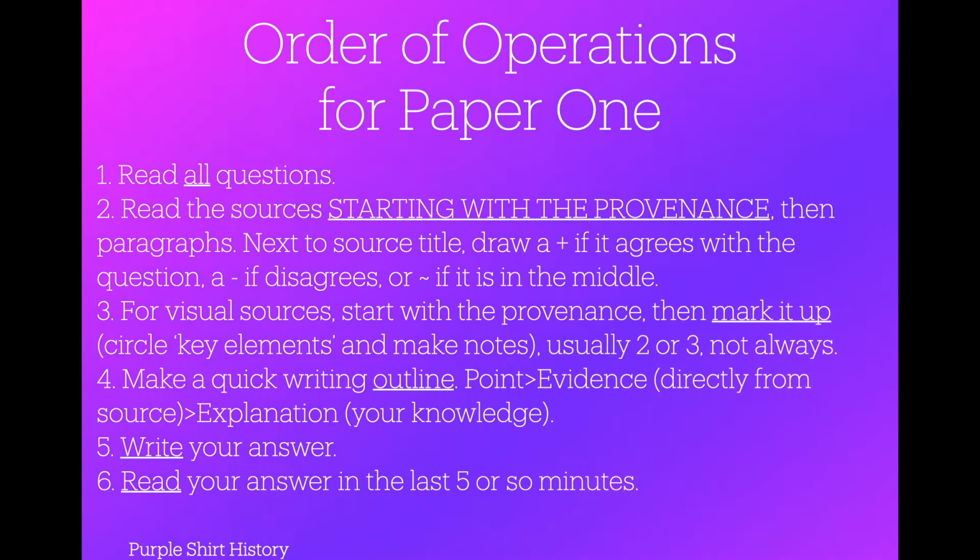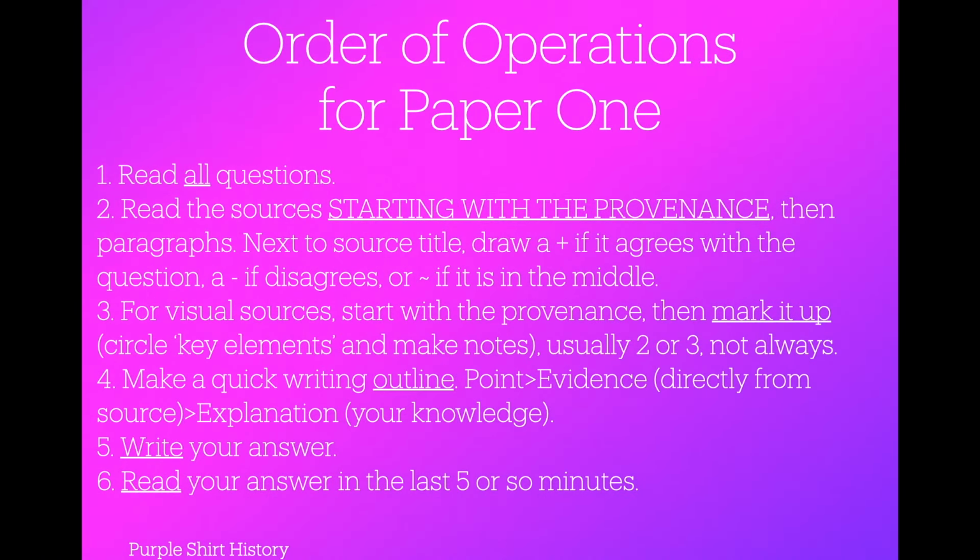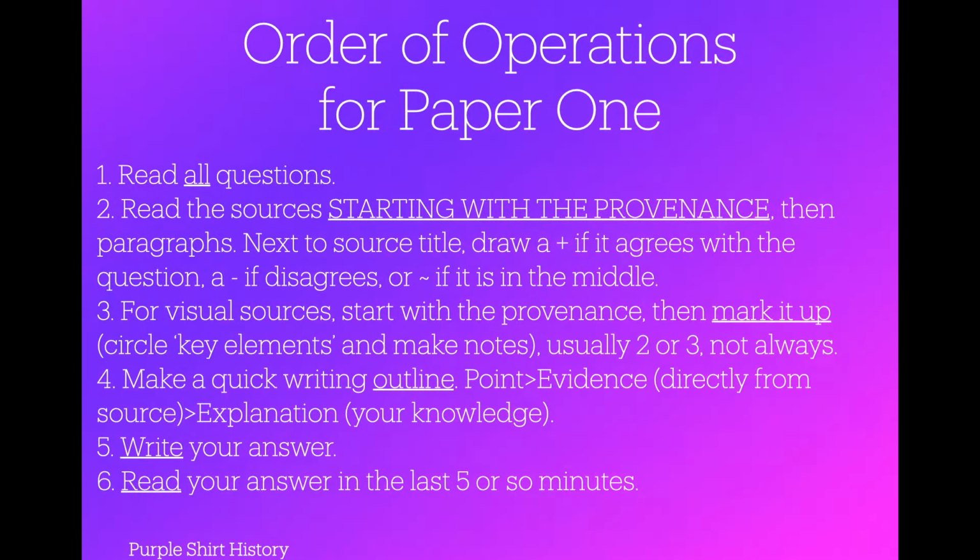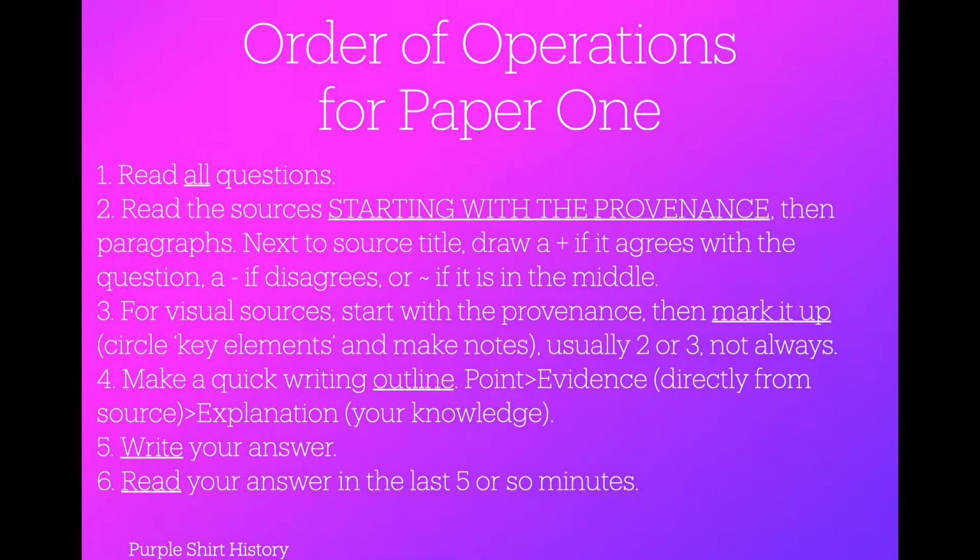Next to the source, if it agrees with the question or the statement at the bottom, write a plus. If it disagrees, draw a minus. If it's somewhere in the middle, if you really can't decide, put a tilde. So if there's 4 sources and 3 of them are plus and 1 is minus, it's going to agree to a large extent. So kind of have that formulation with each source.